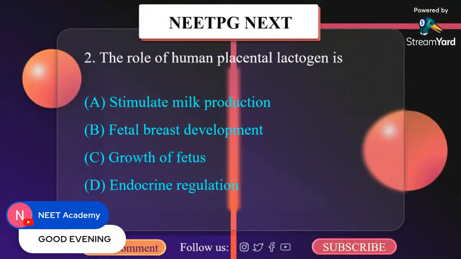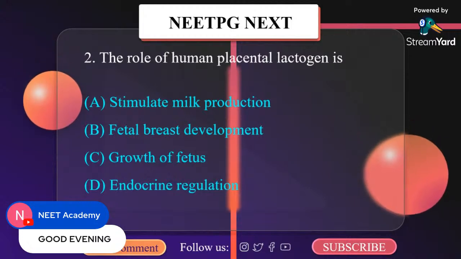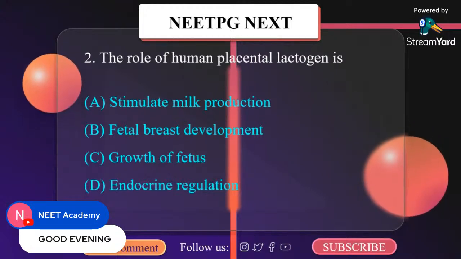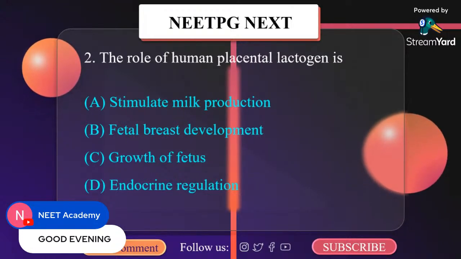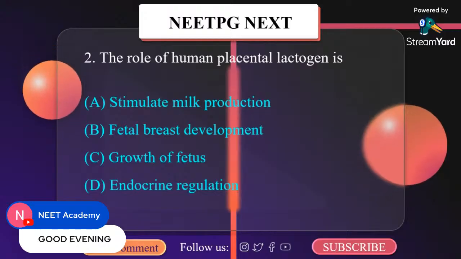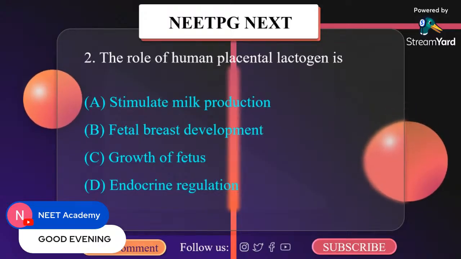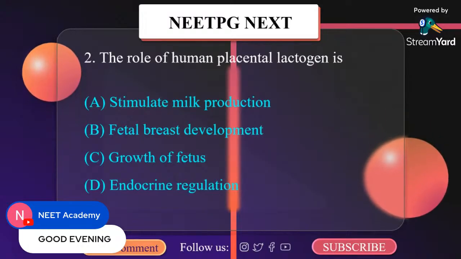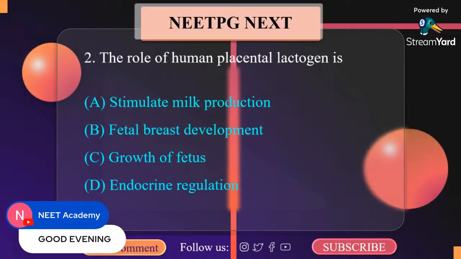The role of human placental lactogen is A. Stimulate milk production, B. Fetal breast development, C. Growth of fetus, D. Endocrine regulation. Well, it is the growth of fetus.